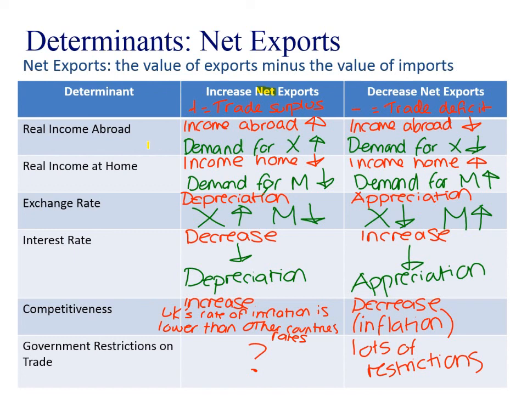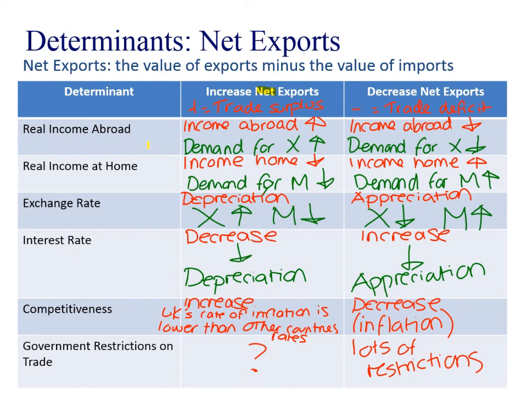Real income abroad: if incomes abroad are going up, you've got increased demand for exports abroad. Real income at home: if your income's falling at home, that's bad for your country, going into a recession or being in a recession, but actually probably quite good for your current account because your demand for imports would fall.